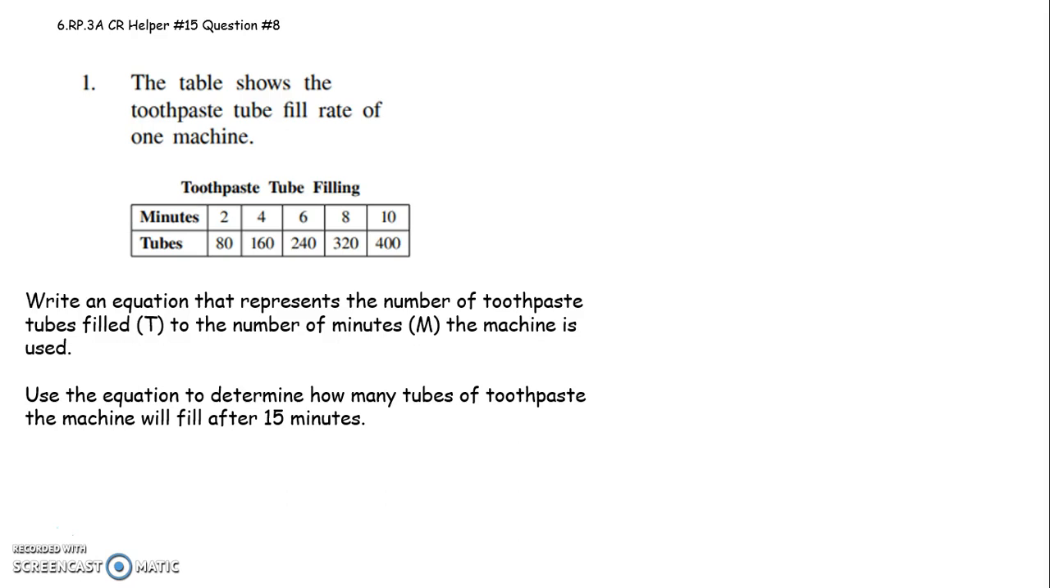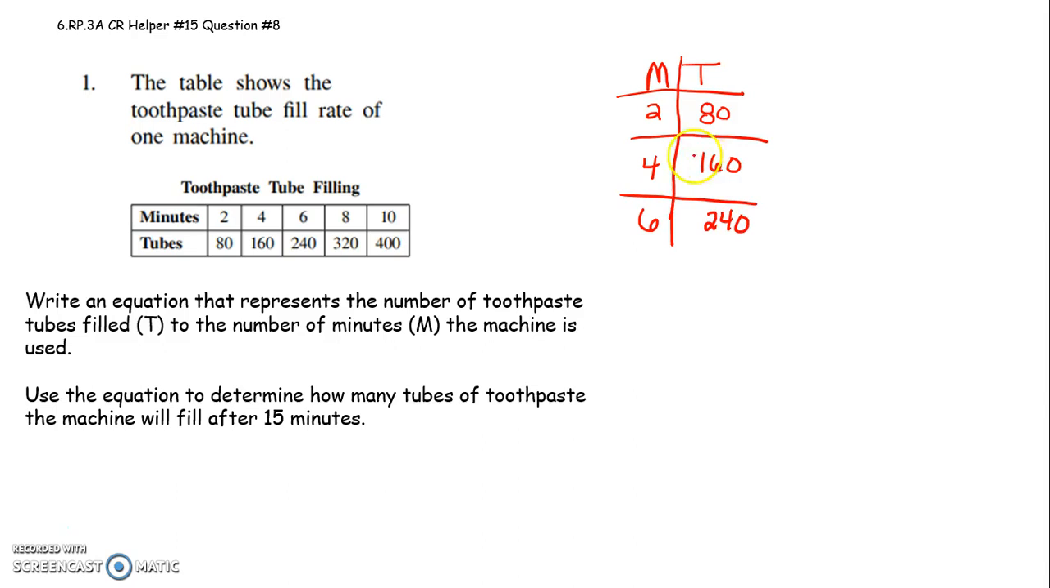For the first part, write an equation that represents the number of toothpaste tubes filled, they'll call that T, to the number of minutes, M, the machine is used. So we have to write an equation as our first step. So if I have my minutes, M, and I have my toothpaste tubes filled, T, after 2 minutes, I can fill 80 tubes. After 4 minutes, I can fill 160 tubes, and after 6 minutes, I can fill 240 tubes, and so on. And the key here is to find the connection in the table.